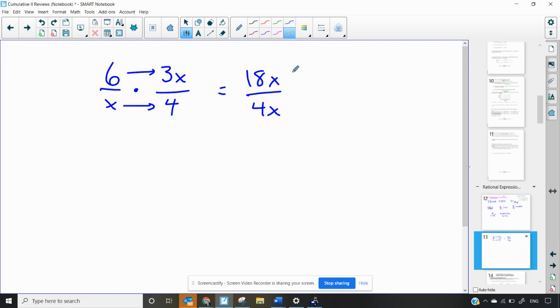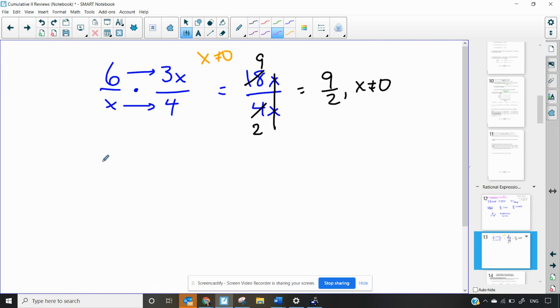Now, at some point, I also have to remember to do my NPVs. In this case, x cannot be 0. Simplifying, my x's would cancel. 18 divided by 2 is 9. 4 divided by 2 is 2. And that leaves me with 9 over 2, such that x cannot be 0.